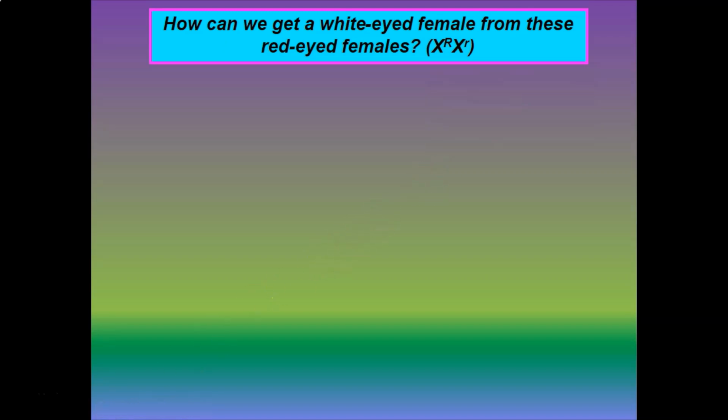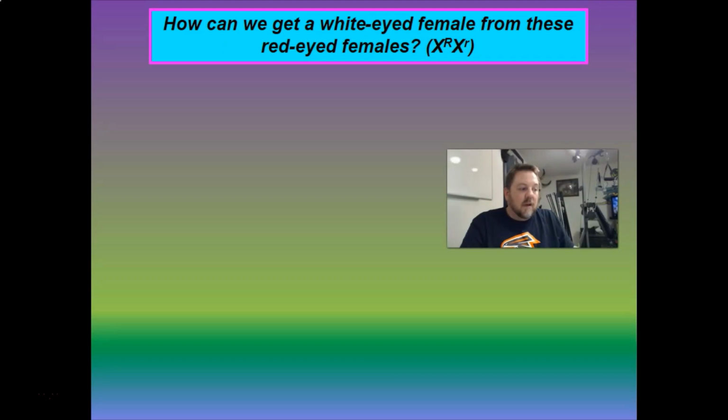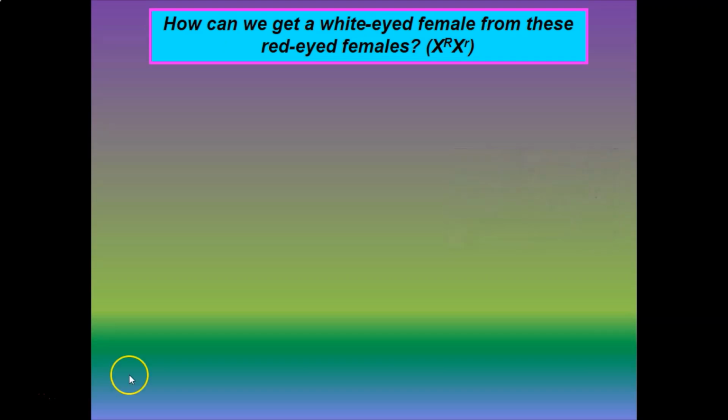So, how can we get a white-eyed female from these red-eyed females? All right, so here you can see we have heterozygous red-eyed females, and I want a white-eyed female. Okay, and sometimes in my AP Bio class, we set up these genetic crosses and do stuff like this. So how would I be able to get white-eyed females from those red-eyed females? Cross it to a what? A white-eyed male, right? Let's take a look.